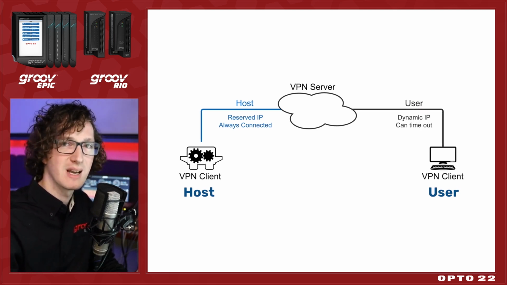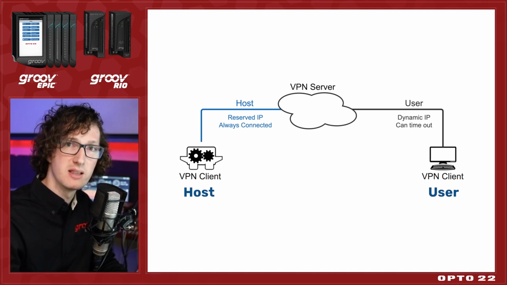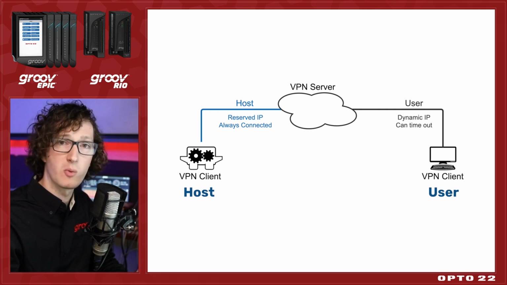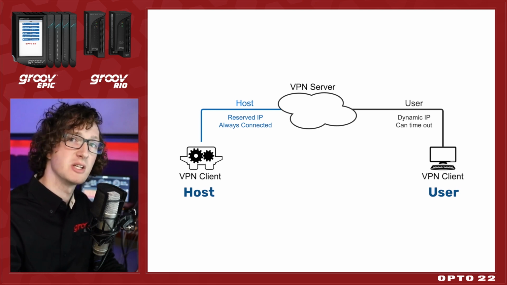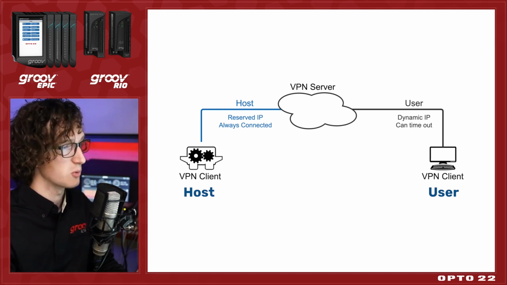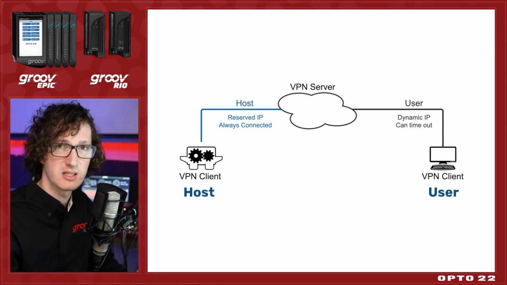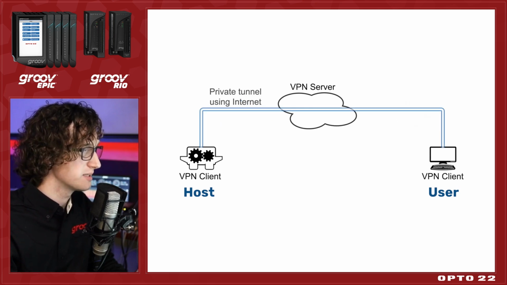This one's going to connect and disconnect as needed. So it gets a dynamic IP address that is allocated by the VPN server when it gets connected. This connection can also time out, which is good for security. You don't have hanging connections that are able to reach your hosts. And it's fine that it times out because it doesn't need to be constantly online, unlike a host device.